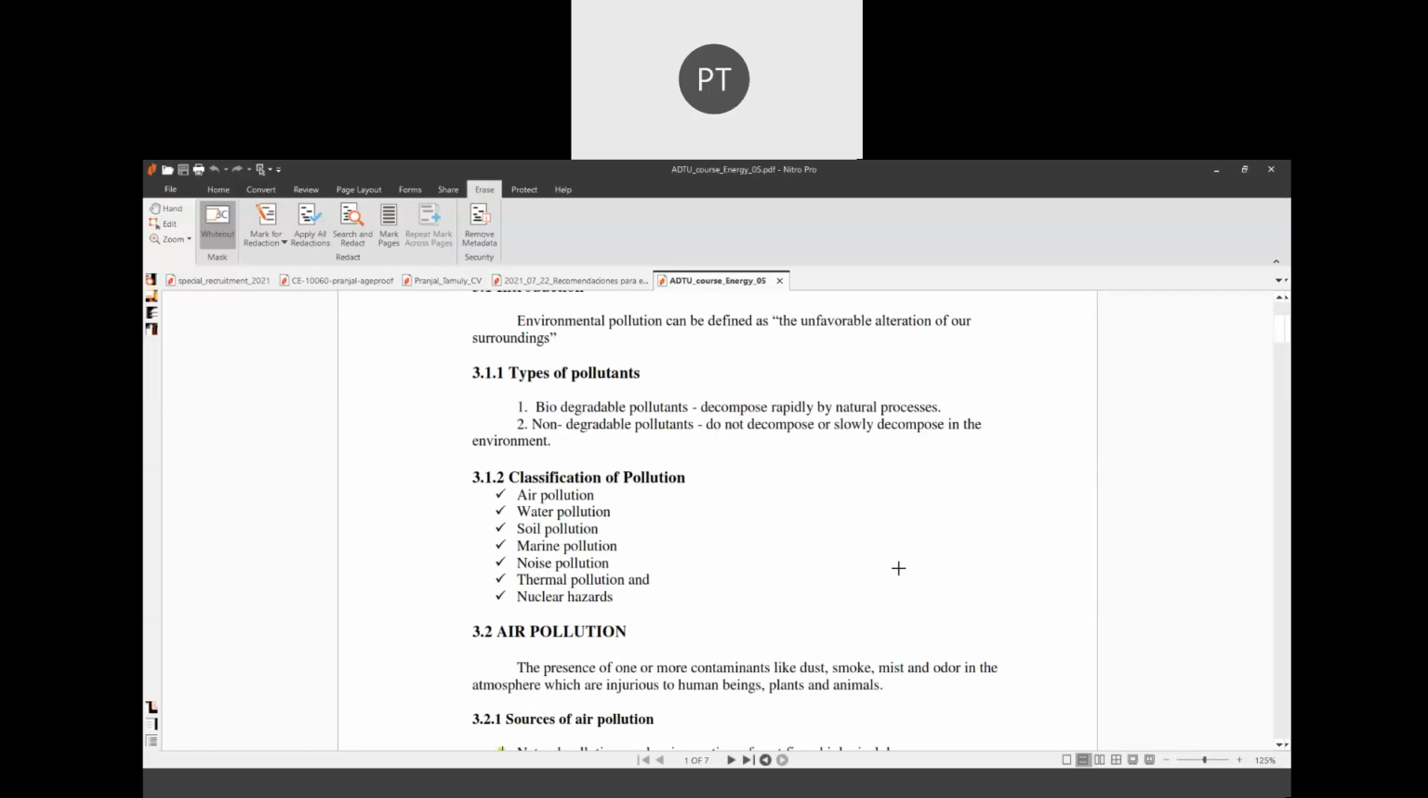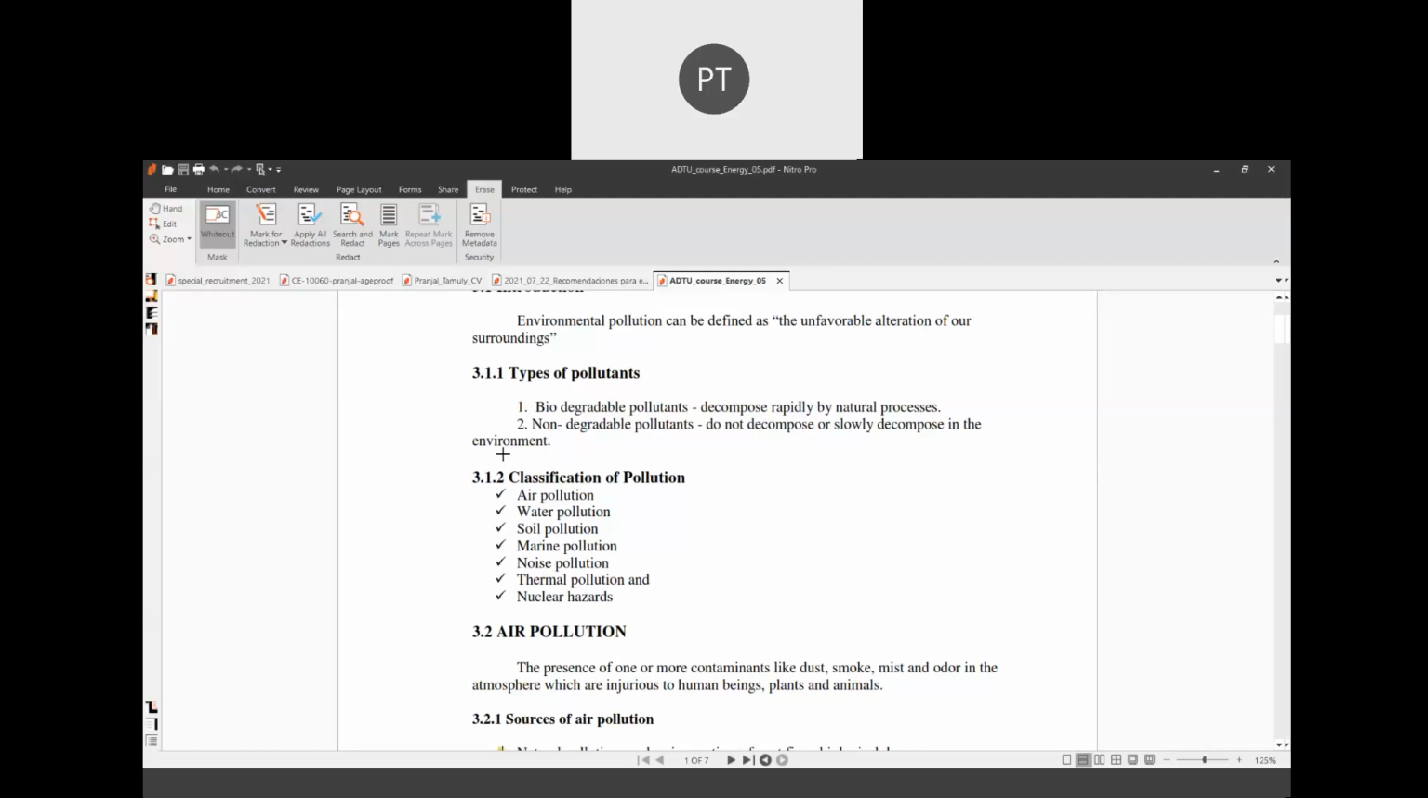One is called biodegradable pollutants. These are the pollutants that decompose rapidly by natural processes. Another type is called non-biodegradable pollutants. They mostly do not decompose in the environment. One example of a non-biodegradable pollutant is plastic. We know plastic can remain in the environment for hundreds of years, so this is one of the primary sources of non-biodegradable pollution.